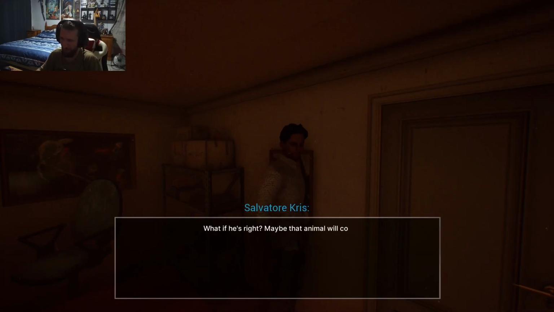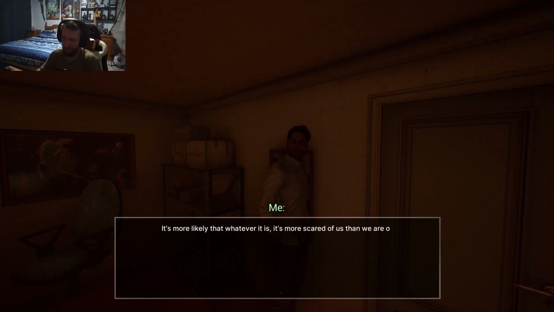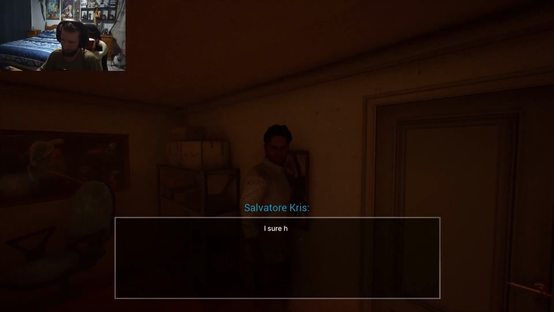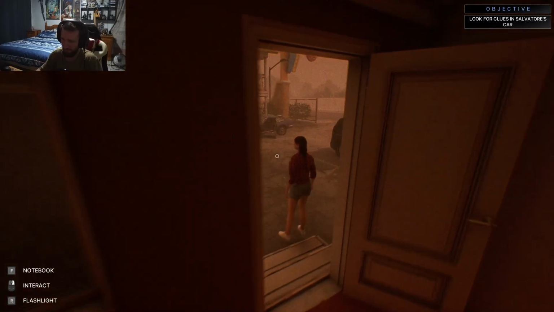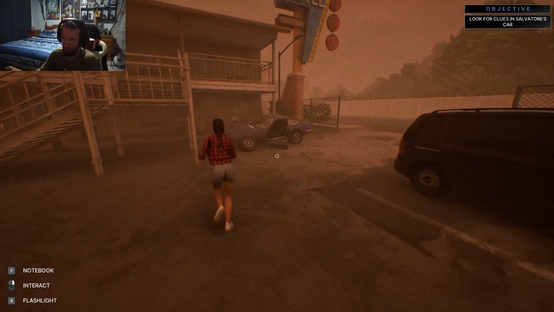What if he's right? Maybe that animal will come back. It's more likely that whatever it is is more scared of us than we are of it. I doubt it will come back. I sure hope so. Okay, so now we're gonna look at this car because it looks totally wrecked.